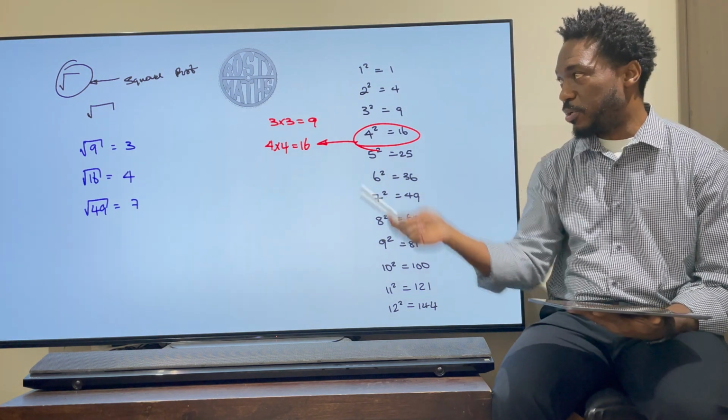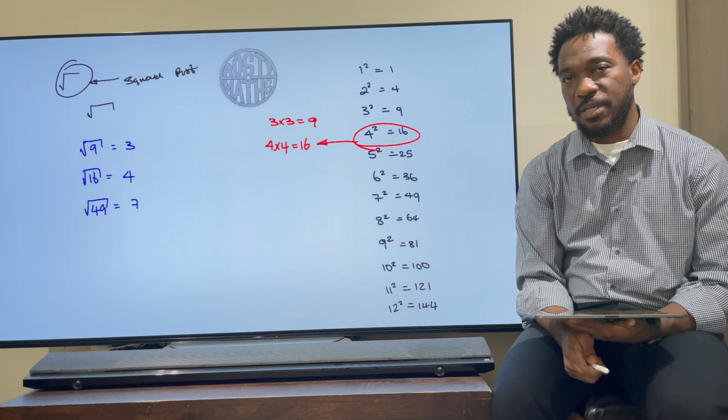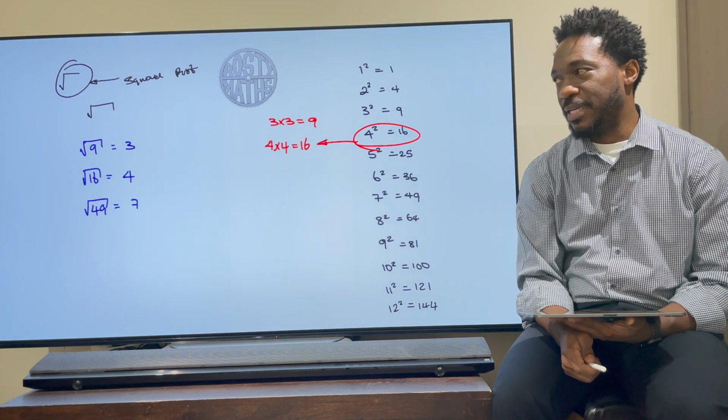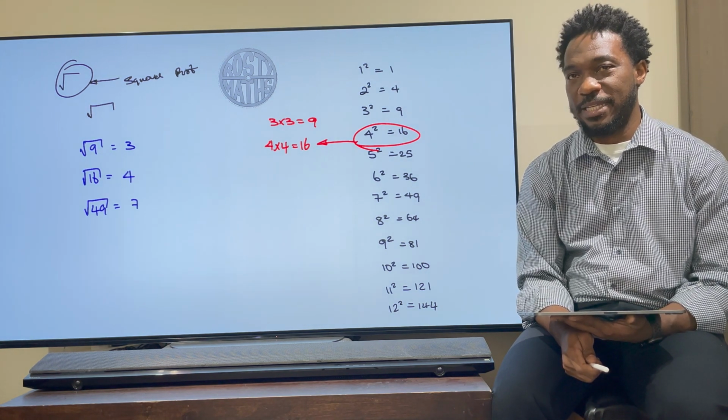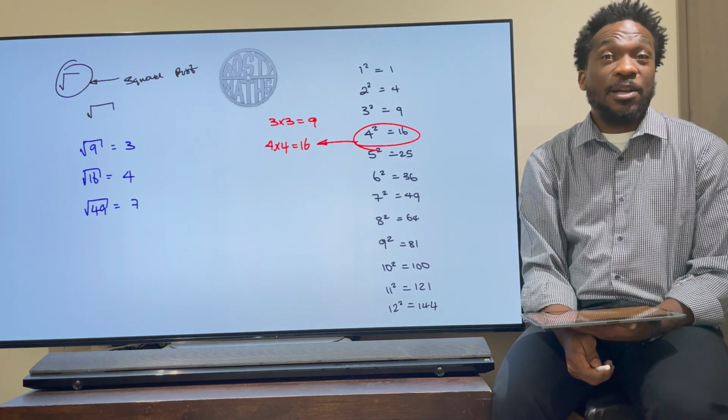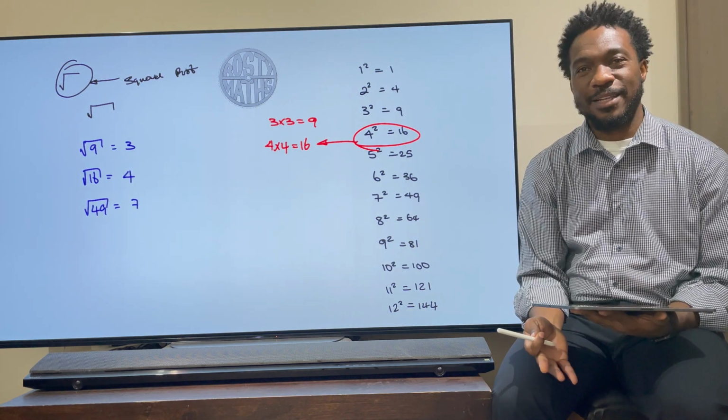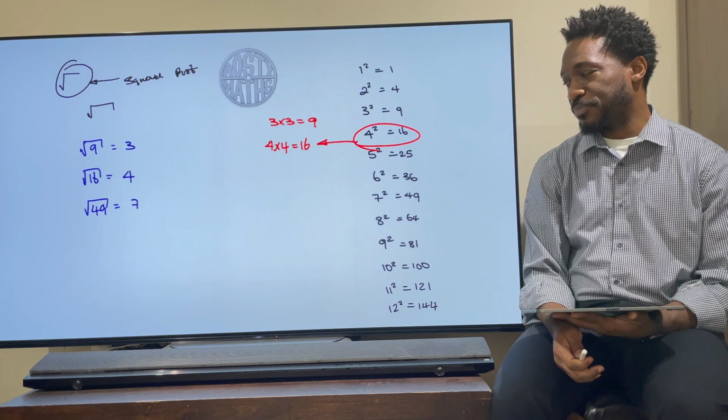So long story short, if you know your square numbers and you see it inside of a square root, getting the squared factor is dead easy. Now let's up the ante a little bit. Let's make this a little bit more challenging.